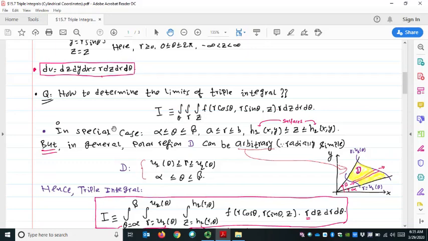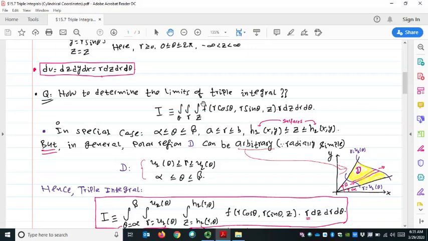In a special case, theta is between two fixed values, r is between two fixed values, but the variable z is between two surfaces, the top surface and the bottom surface, same as in the Cartesian coordinates triple integral. Then we can easily replace theta by alpha to beta, r by a to b, and z by h1(x,y) to h2(x,y).